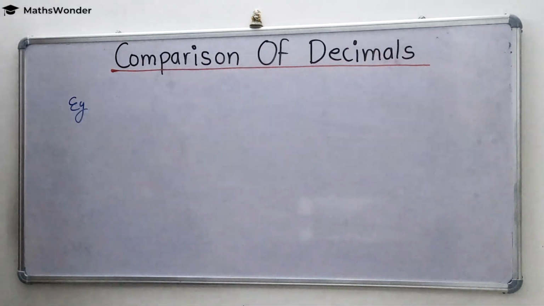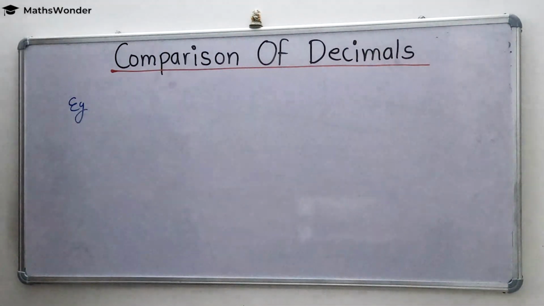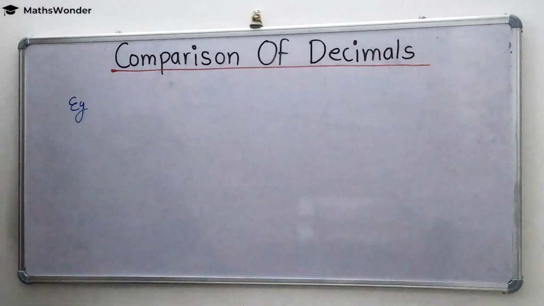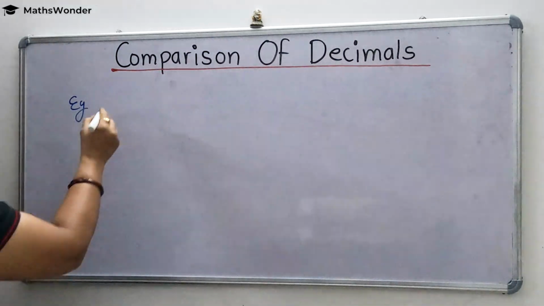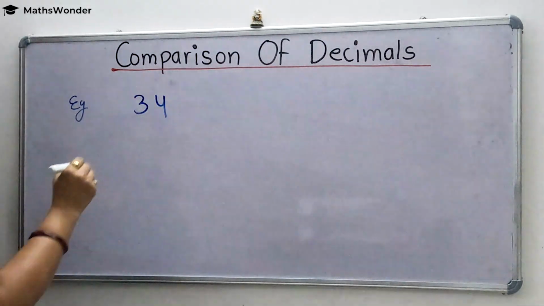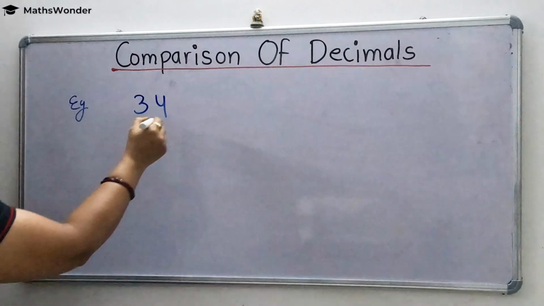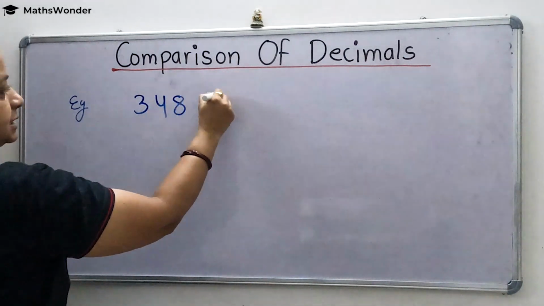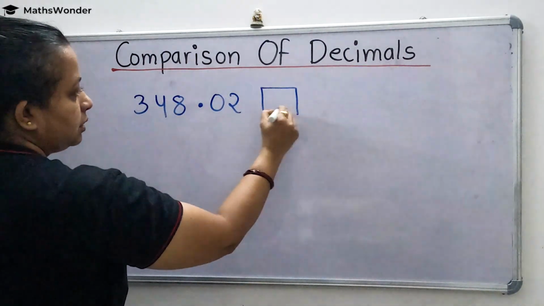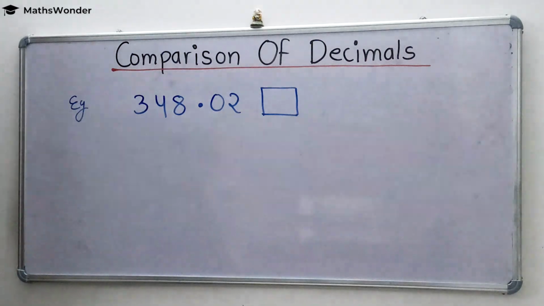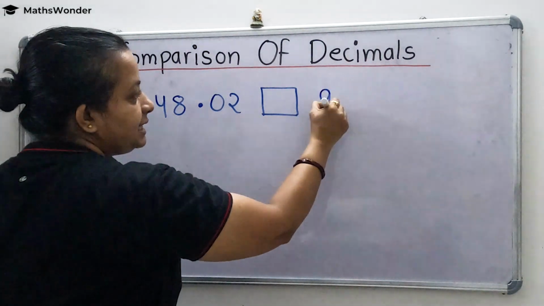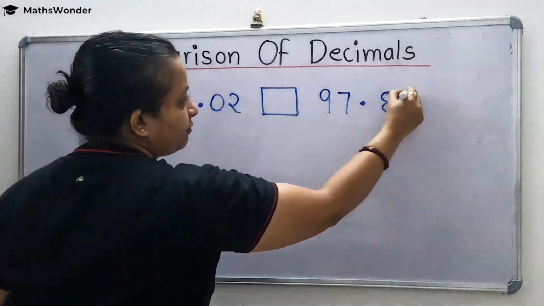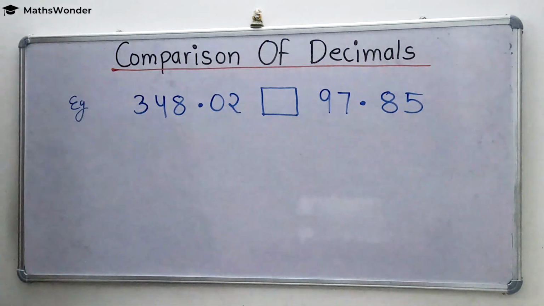Now try to understand the comparison of decimals with examples, then you will understand perfectly. Suppose the question is 348.02 and the other side is 97.85. So you know what is the first rule of the comparison?